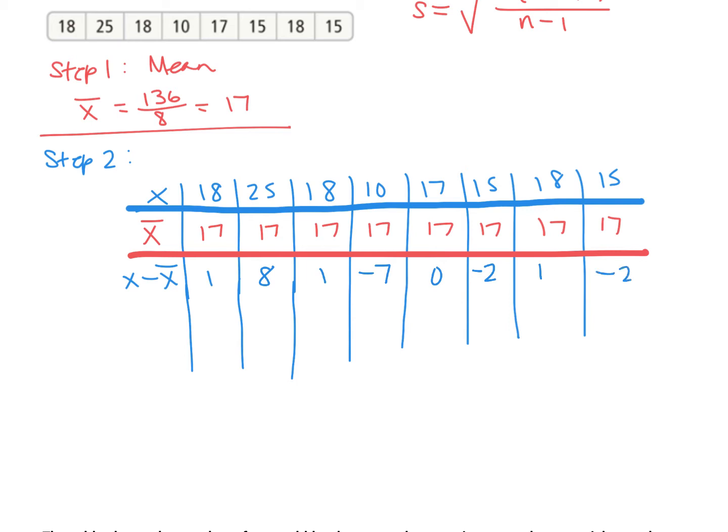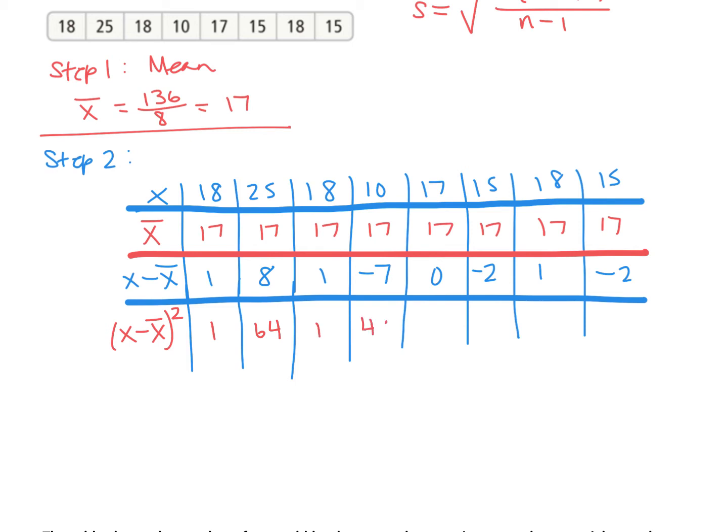Okay. So our next step is we are going to square all of those numbers. So we're going to take that last number, x minus the mean, we're going to square it. So all of these numbers that we just found, we square those together. So 1 squared is 1, 8 squared is 64. 1 squared is 1. Negative 7 squared, it will turn positive, 49. 0 squared is 0. We get a 4, 1, and 4.